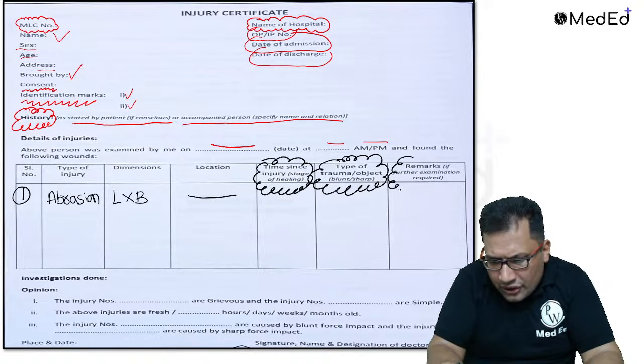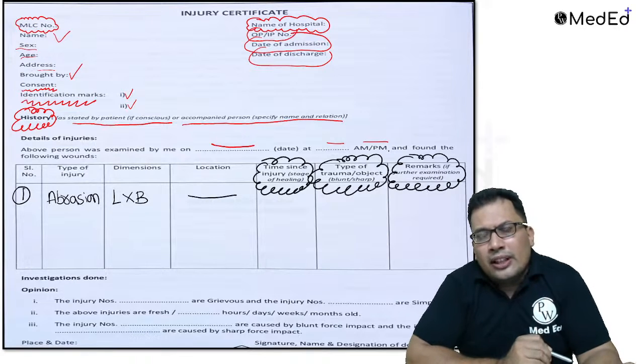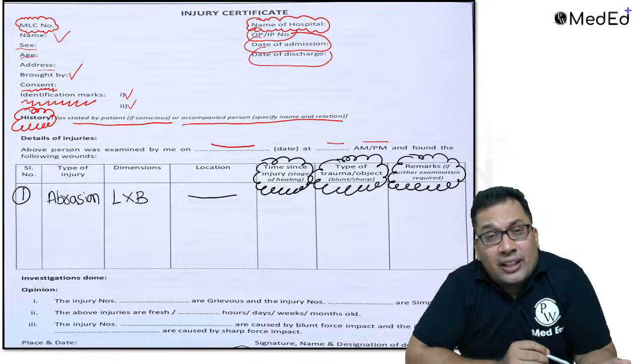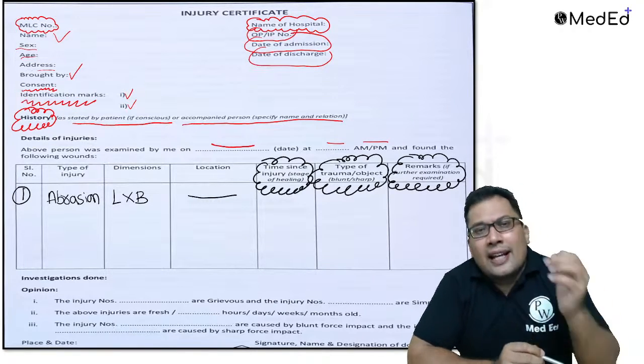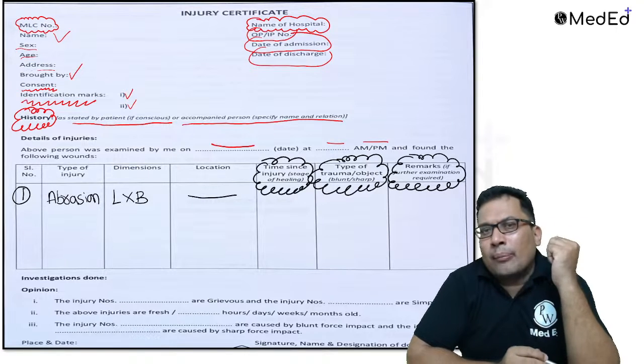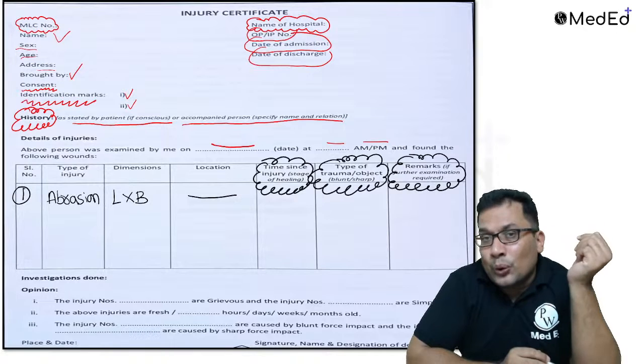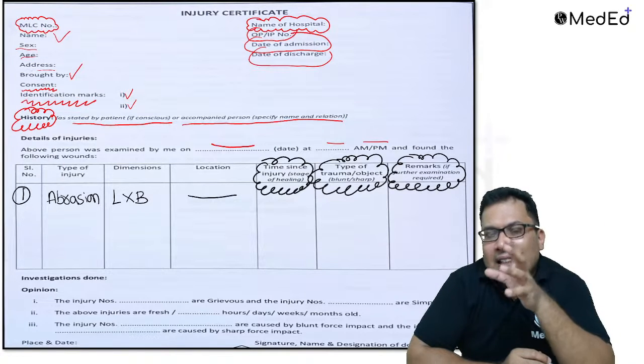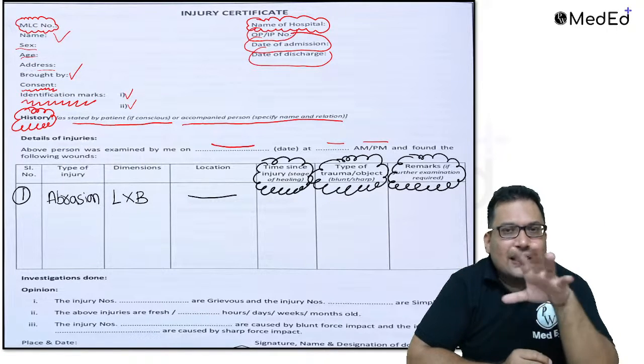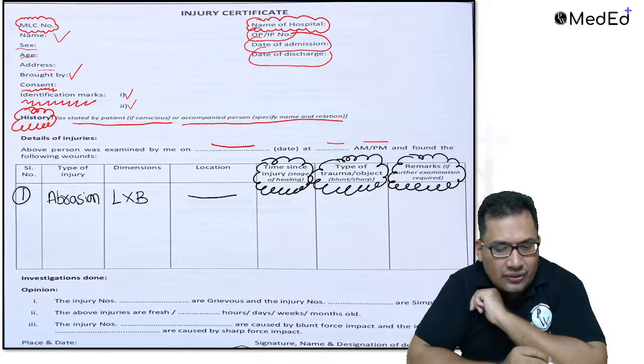Then also you need to mention remarks. Remarks, you can write any further examination. Like example, laceration is there over the forearm. There can be possibility of fracture of the underlying bone. In that you can write X-ray is needed or CT scan is needed, like that.